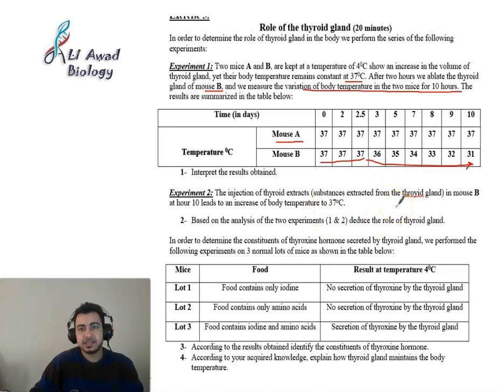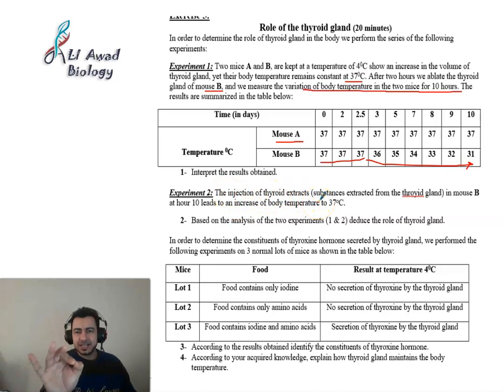This indicates that مين variable thyroid, مين result body temperature, thyroid control body temperature. Thyroid stimulate the increase of body temperature. Okay, thyroid maintains the body temperature. تزبط. Okay, بس أكتر شيء إنه هي thyroid controls the body temperature or regulate the body temperature. بنظم حرارة الجسم. Second experiment, the injection of thyroid extracts.